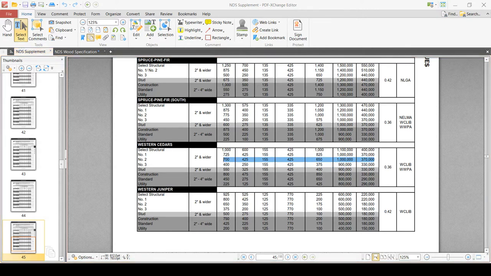So I'm going to say the reference allowable bending stress is 700 PSI. The tension stress is 425 PSI. The shear stress is 155.